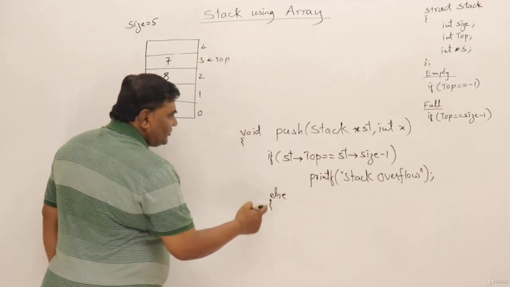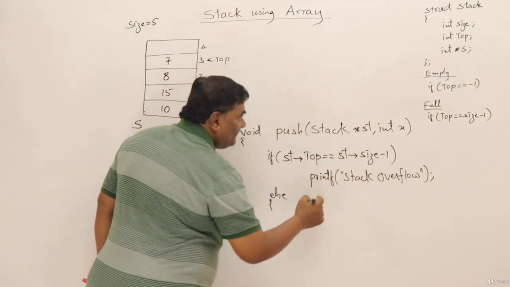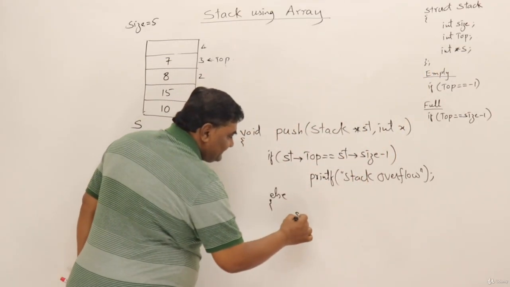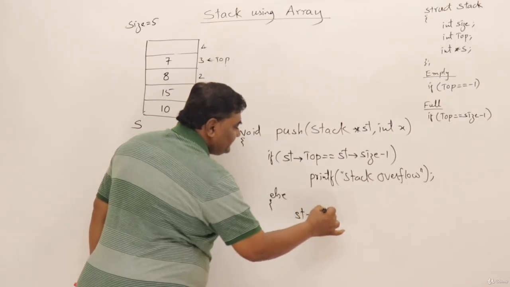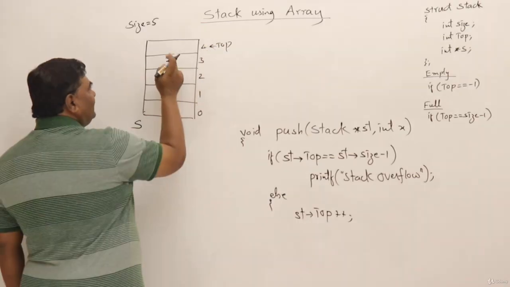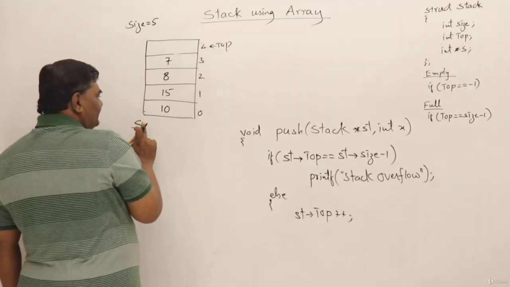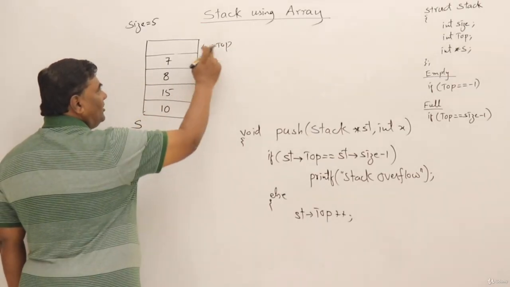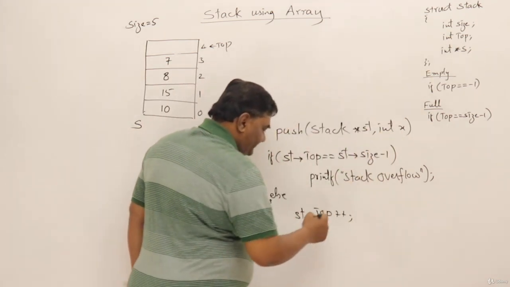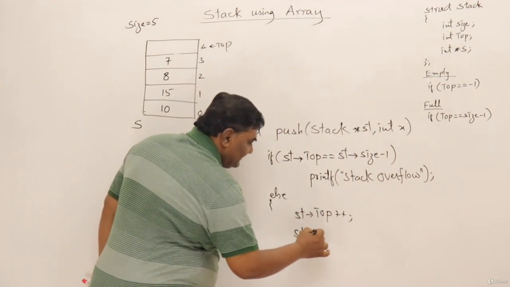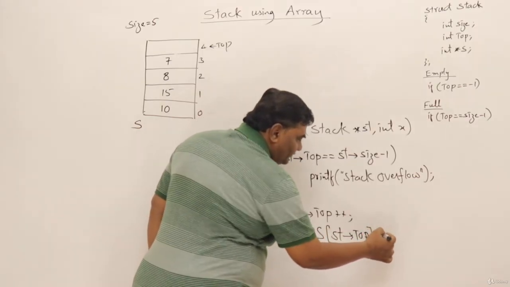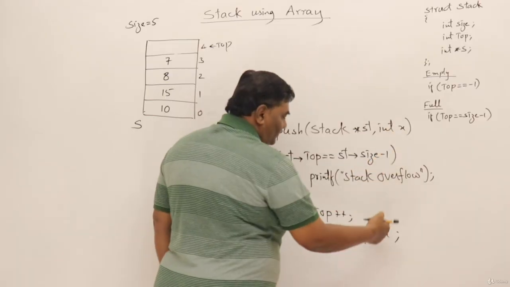So where is the top here? St is having top. See, this is top, right? So that's member. So say st is top plus plus. So top is incremented. This will move the top to the next location. Then here I have to insert an element, that is s of top. So where is s and top? Both of them are in this structure. So I have to say st is s, then st is top, and here the value x is stored, the value that we want to push.